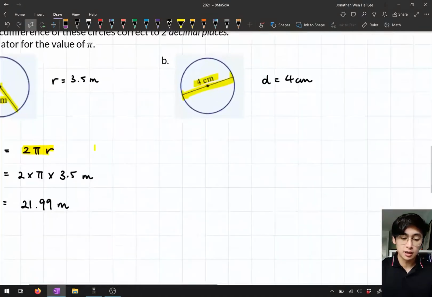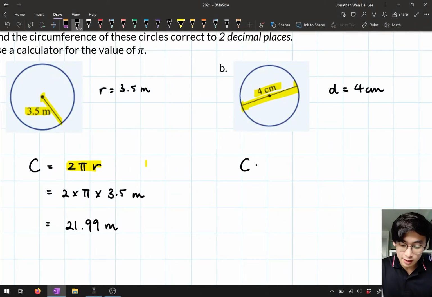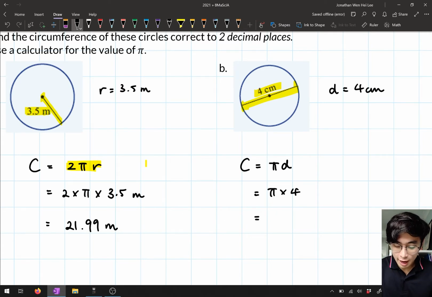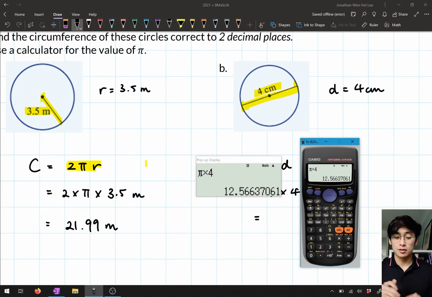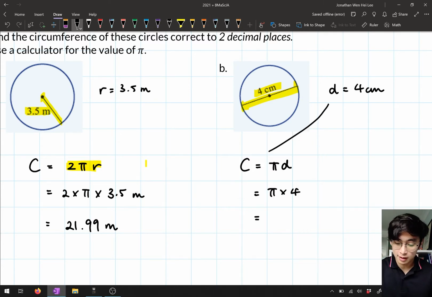And so what I'm going to do here is I'm going to go C is equal to pi d. I write my formula down first step. It's pretty helpful to actually do that. And then I'm going to write, okay, pi times 4. And I can chuck this in my calculator. Pi times 4, and I get 12.5663. Now I want to round this to 2 decimal places. So I look at my second decimal place.